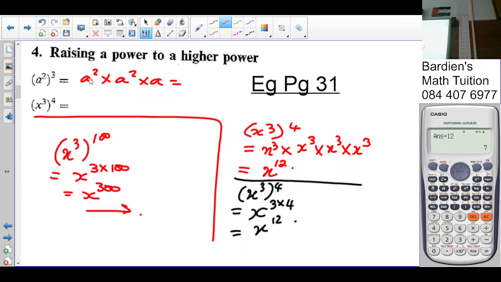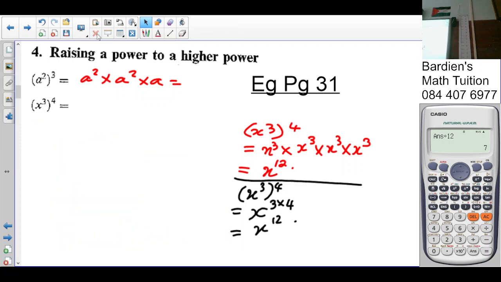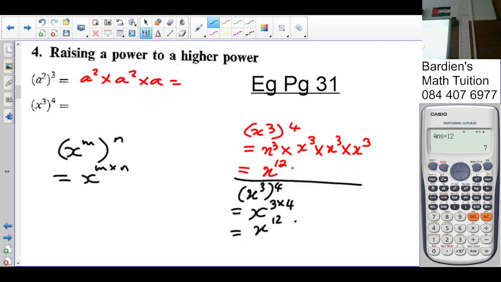Okay, you guys understand? What if we had x to the exponent m, raised to the exponent n? What if it was like that? It will simply be x to the m times n, which is simply x to the mn or nm. Okay? And this is your third law of exponents.